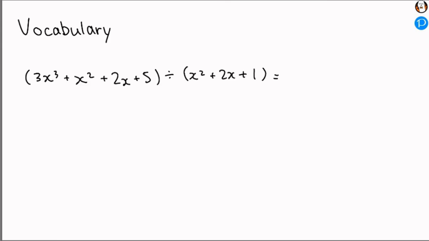Let's start off with some vocabulary, which we will identify from this expression. This first polynomial is going to be our dividend. The dividend is the polynomial that is going to be divided. The second one is going to be our divisor, which is the polynomial we will be dividing by.